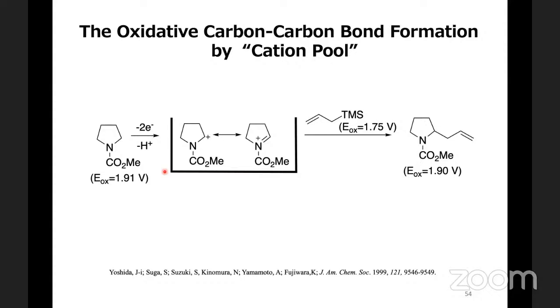Then after all the pyrrolidine has been converted to the iminium cation, the current is stopped and the nucleophile is fed into the system for the first time to achieve the desired reaction. This is a revolutionary method in electrolysis, in that electrolysis does not occur when the nucleophile is fed, so the desired reaction proceeds cleanly.